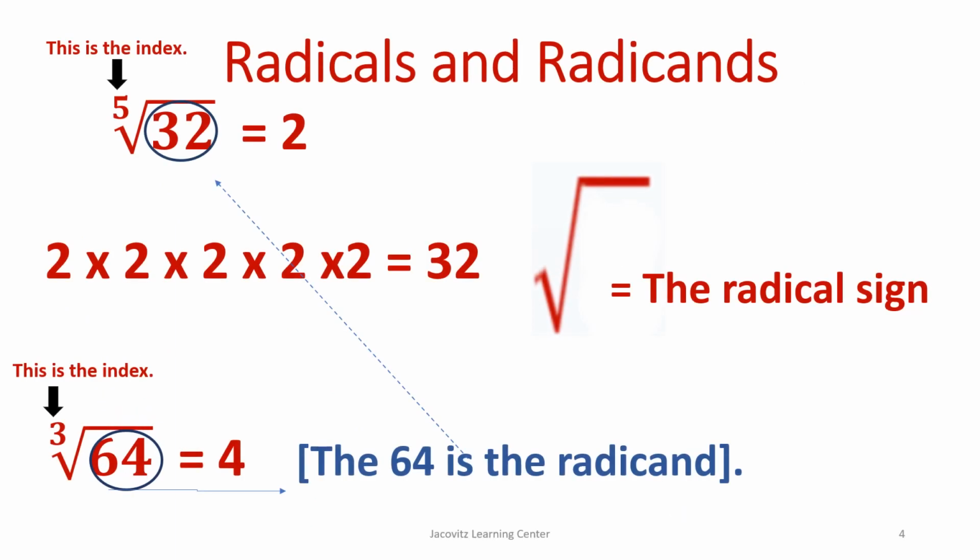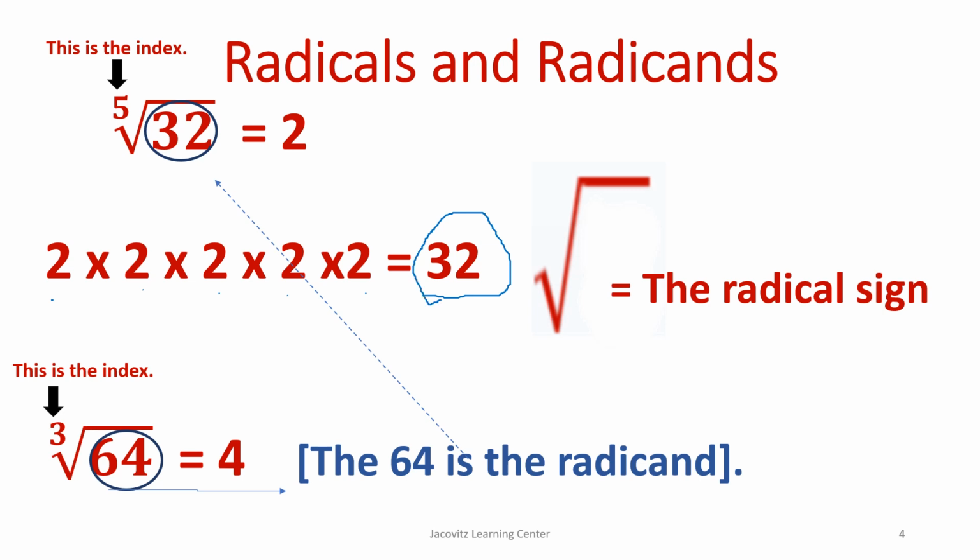This is an index. So if you were going to do this, the fifth root of 32, you would get 2. Why? Because 2 times 2 times 2 times 2 times 2 is 32.